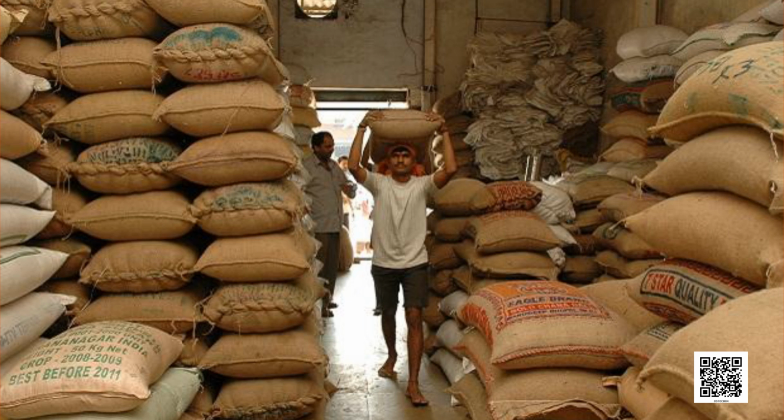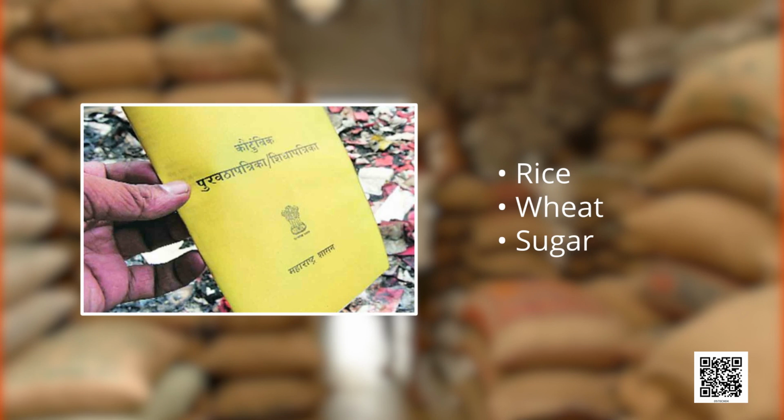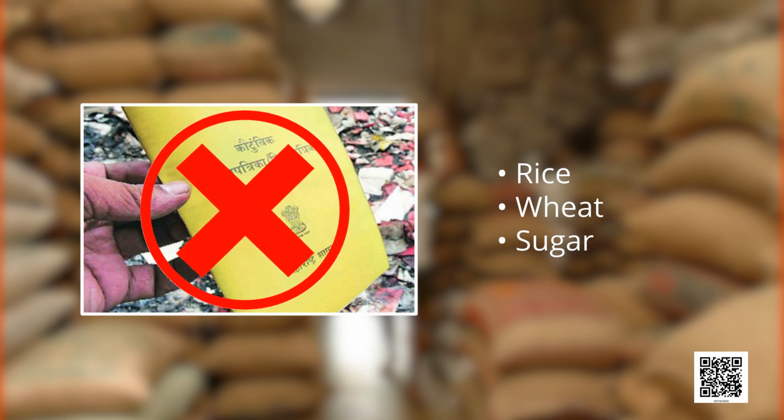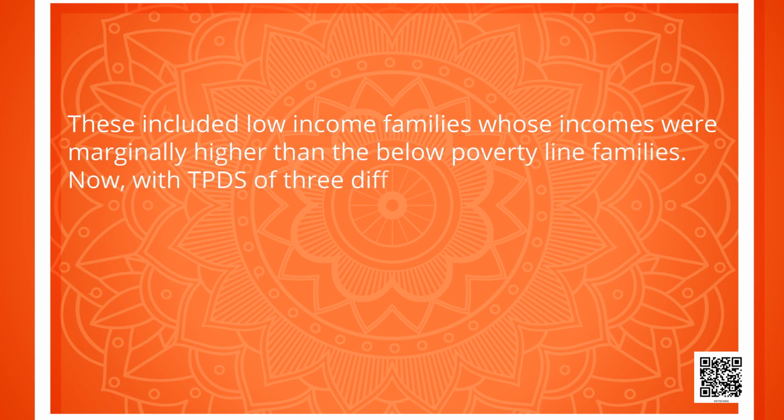Earlier, every family, poor and non-poor, had a ration card with a fixed quota of items such as rice, wheat, sugar, etc. These were sold at the same low price to every family. The three types of cards and the range of prices that you see today did not exist. A large number of families could buy food grains from the ration shops subject to a fixed quota. These included low-income families whose incomes were marginally higher than the below-poverty line families.